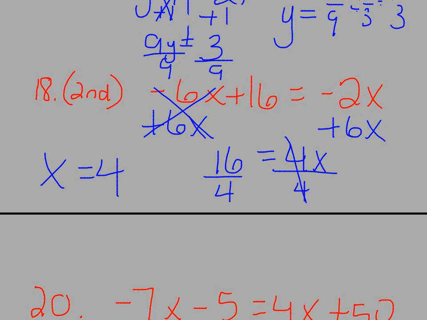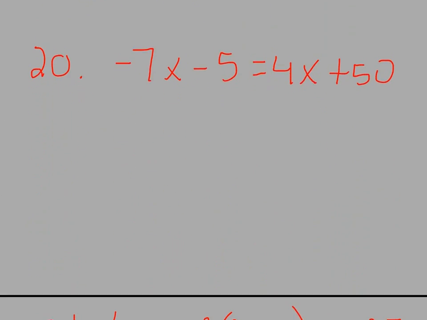If you did decide to move the 2x, you would add 2x to both sides, and that would leave you on this side with a 0. And then you'd have to move the 16 to the right side, and then you would be dividing by negative 4. So I think it's easier just to move the variable with the smaller coefficient. Alright, so here's number 20.